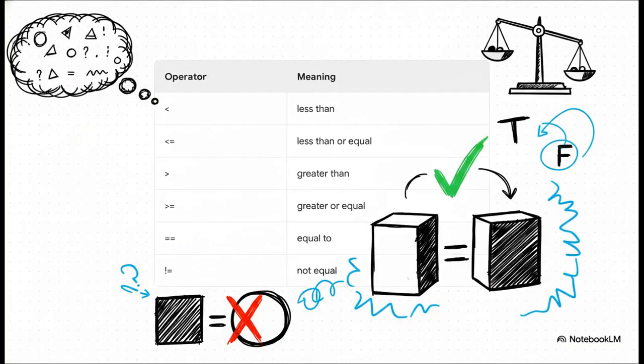Now, what's really interesting about this slide is seeing the strict rules that actually act as the gatekeepers to our branching paths. You probably recognize most of these relational operators from middle school math class, right? Less than, greater than, less than or equal to, but pay special attention to the bottom two. A double equal sign strictly checks if two things are exactly equal to each other. And an exclamation mark paired with an equal sign, that means not equal to. These operators are the absolute core of our true or false evaluations. And honestly, confusing them is where so many bugs are born.